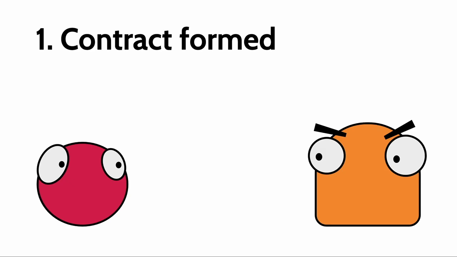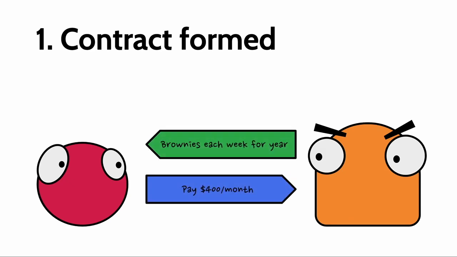And you have an example like this. So we have Bob and Beau now. They form a contract that I would like to have, although I would not like to pay $400 a month for it. I would like it for free, because who wouldn't like free brownies every week for each week of the year? So here, Beau is promising to make and provide brownies to Bob every week for a whole year, and Bob is going to pay $400 a month for that. So that's the arrangement they have in place.